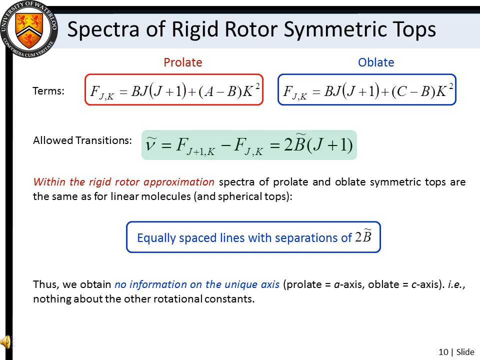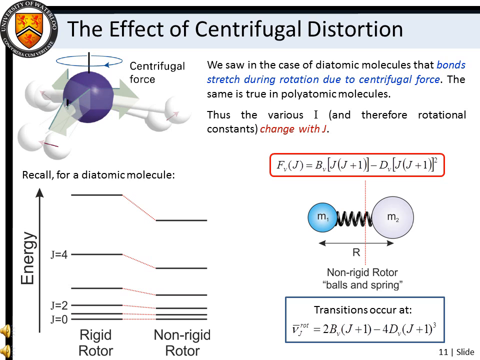Given the selection rules for J and K, we find that allowed transitions for symmetric tops within the rigid rotor approximation occur at 2B times J plus 1. We therefore expect spectral lines to occur at 2B, 4B, 6B, etc., with line spacings of 2B. This, of course, is similar to our findings for linear molecules. In other words, if symmetric top molecules were rigid systems, we would obtain no information concerning rotation about the unique axis. The concept of centrifugal distortion was also discussed in Master Class 6.